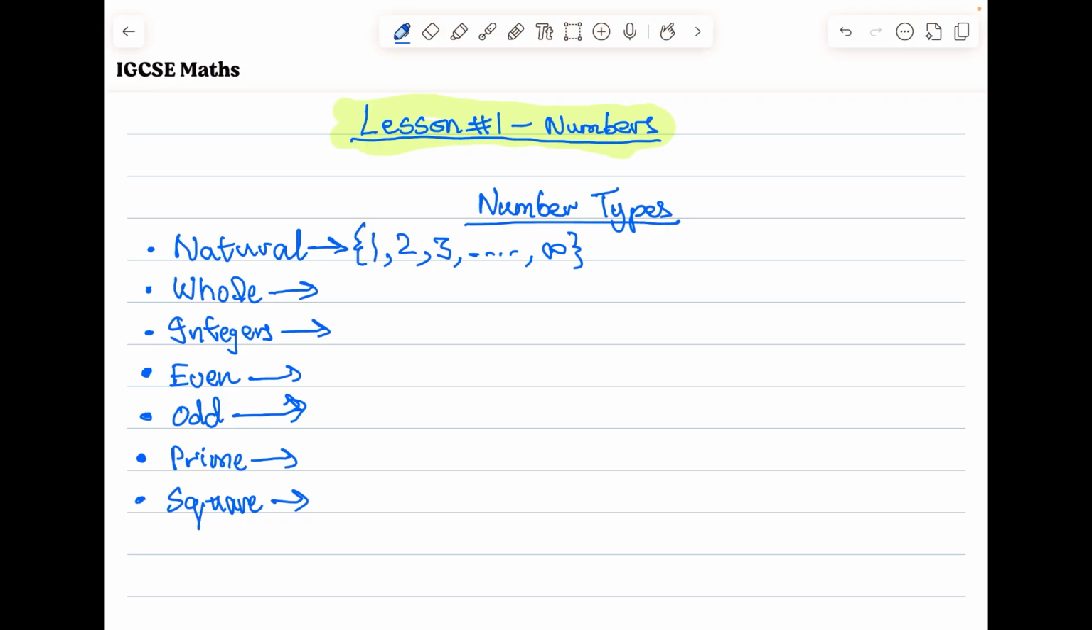And if you add zero to the set of natural numbers, you get the set of whole numbers. So 0, 1, 2, 3, 4, again, all the way to infinity. So this is the set of whole numbers.